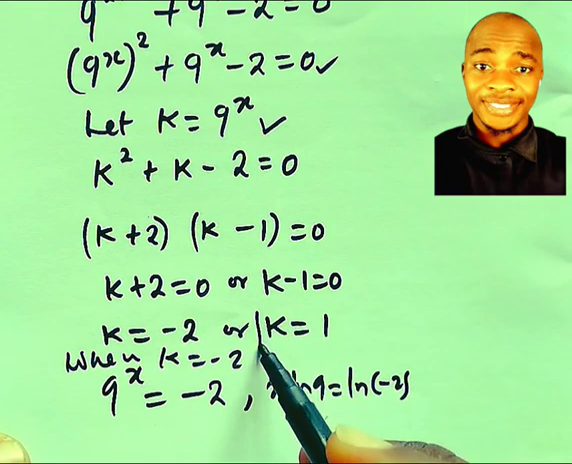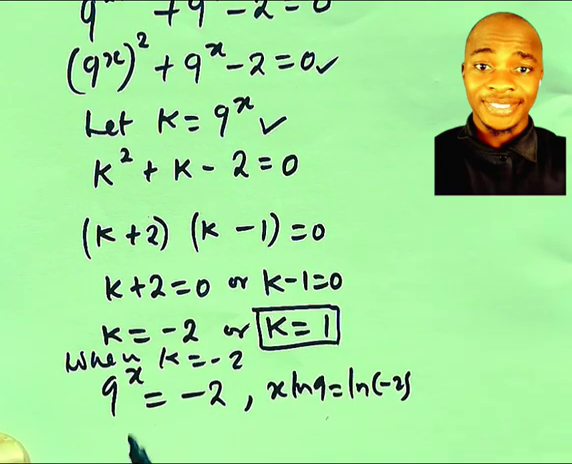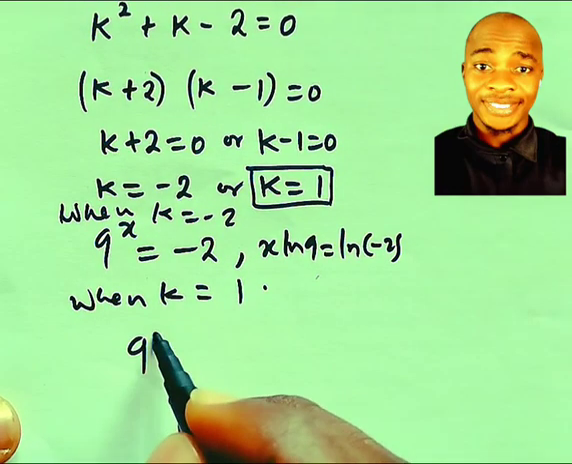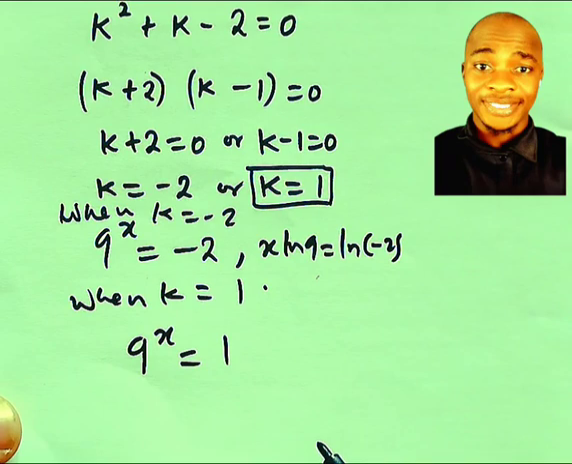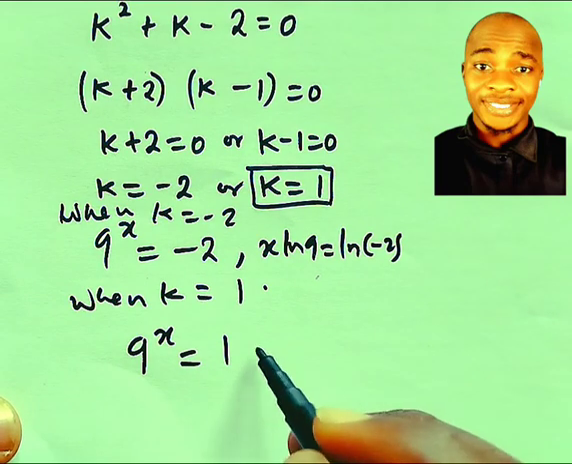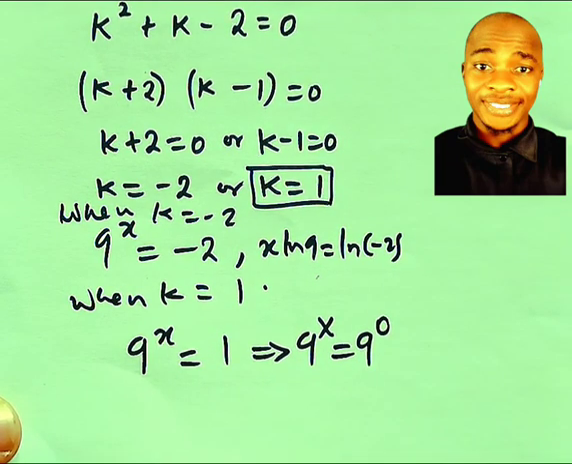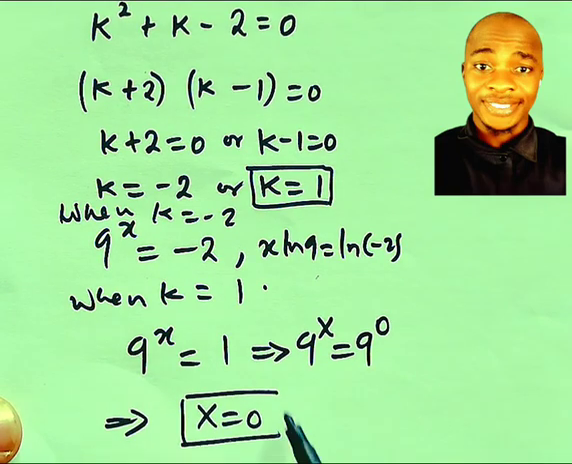So we're going to stick only with k equals 1. When k equals 1, we can see that 9^x equals 1. Are you following? Then from there we can rewrite this. It implies that 9^x equals 9 to power 0, because any number raised to power 0 in indices gives us 1. So we write 1 as 9 to power 0 so that we have the same base as 9. Whenever we have the same base, their exponents are equal. So we have x equals 0, which is the solution to the problem.